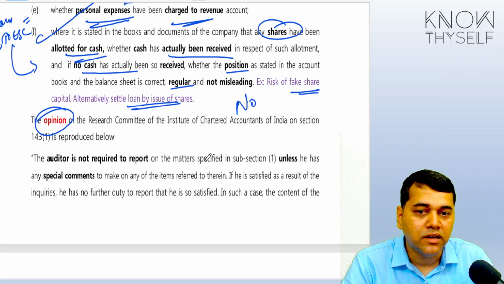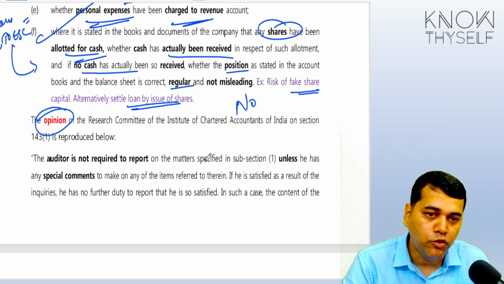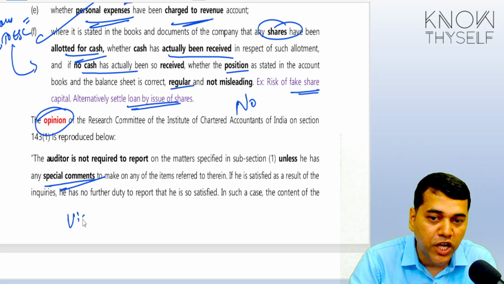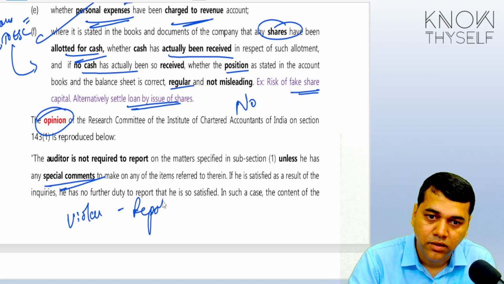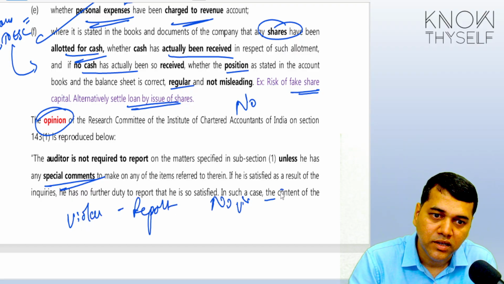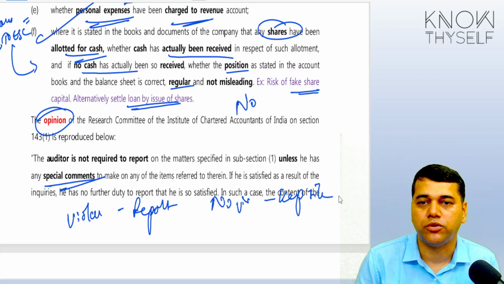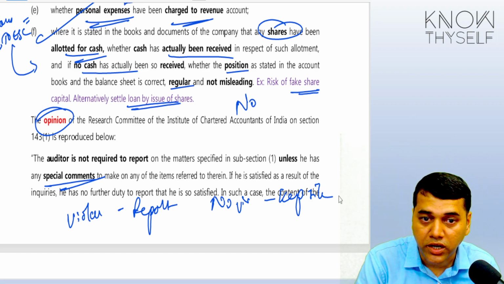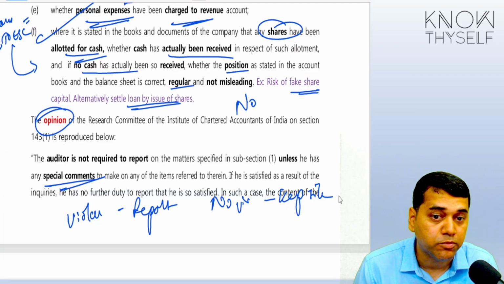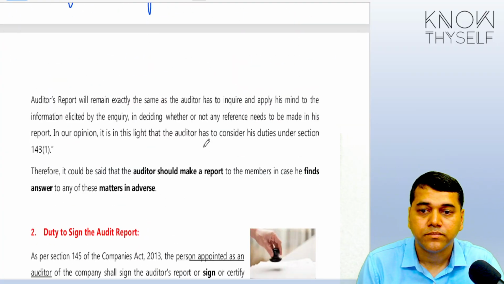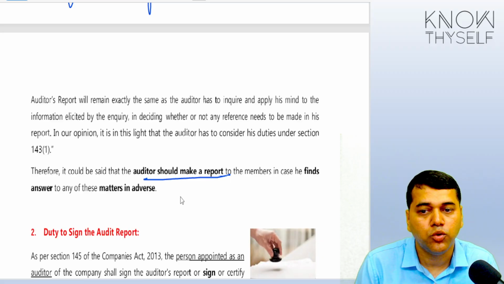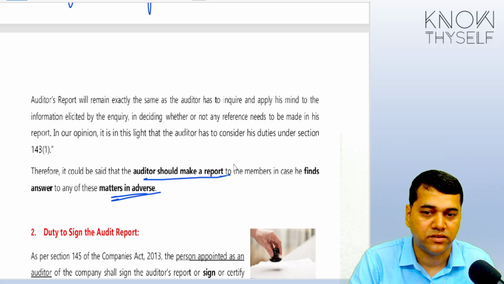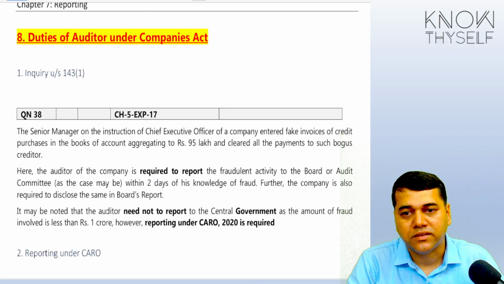Because the research committee said you have to report only if you have got some special comments to make. That means if there is a violation, you report. No violation, keep silent. No need to report. So management may pressurize you to report this when they have not violated, but you don't have any reporting responsibility. I hope it's clear. So the auditor should make a report only if he finds adverse answers for the above matters. I hope it's clear.